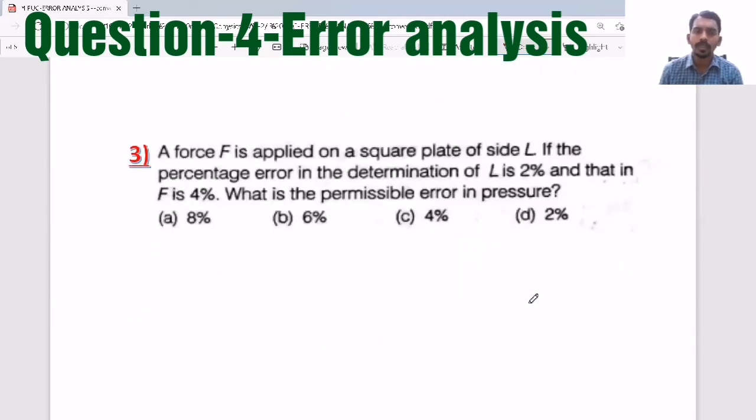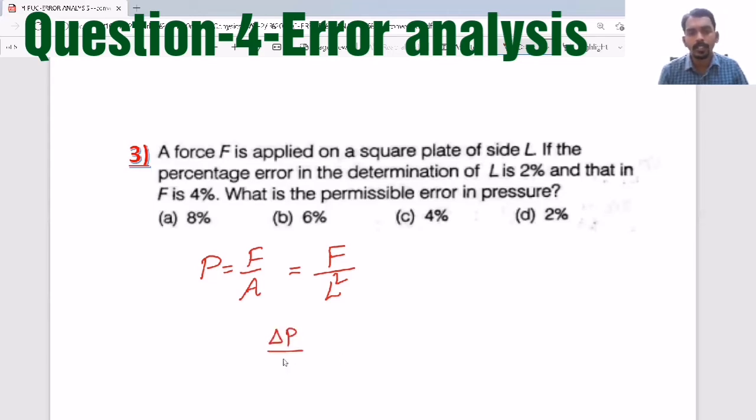Now here, a force F is applied on a square plate of side L. If the percentage error in the determination of L is 2%, L is the side length, and that in F is 4%, what is the permissible error in area? Sorry, pressure. Now you should know the formula for pressure because they are asking for pressure. Pressure equals force by area, and area means L squared, because L is the side length of the square.